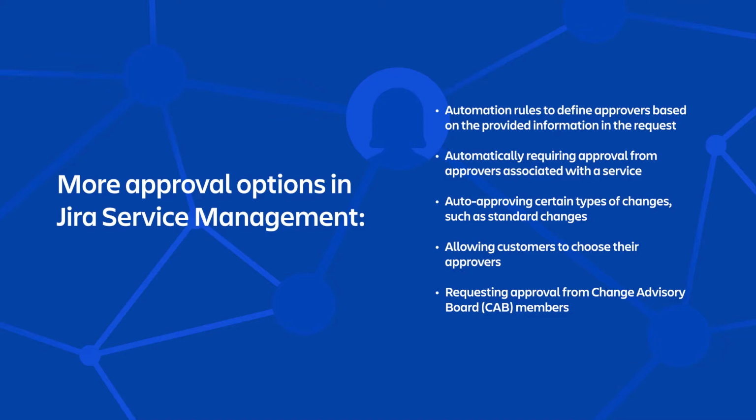In the previous example, we showed how to manually add approvers to a request, but there are several other ways to designate approvers in Jira Service Management, including utilizing automation rules that allow you to automatically define approvers based on the provided information in the request, automatically requiring approval from approvers associated with a service, auto-approving certain types of changes such as standard changes without the need for an approver, allowing customers to choose their approvers when creating a request, and requesting approval from change advisory board members. The documentation for all of these approval options will be linked in the description of this video.